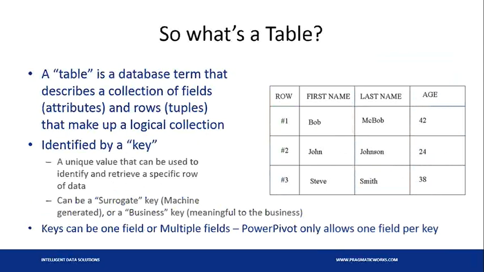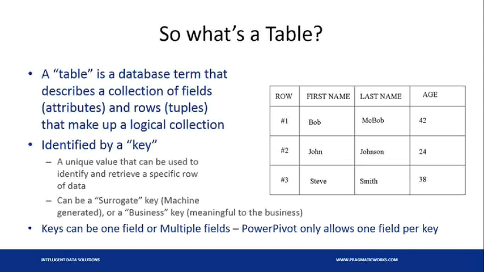All right, so I used some more terminology. Let's keep defining some terminology. What's a table? You heard me say that a data model represents tables and relationships. In database terms, a table is a collection of fields, which we would call attributes, and rows, which we would call tuples, that make up some sort of logical connection of information. I put an example of a table on the screen. This table has 3 rows in it. It also has 3 attributes. The 4th attribute, the column that says row, is actually just the number of each row in the table.